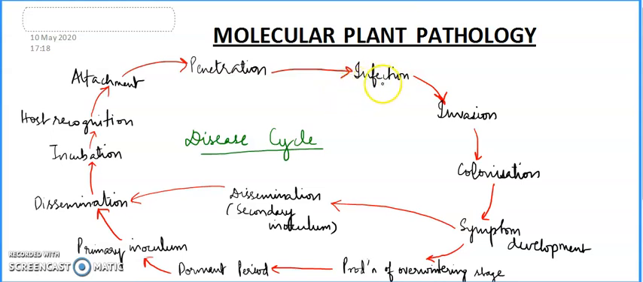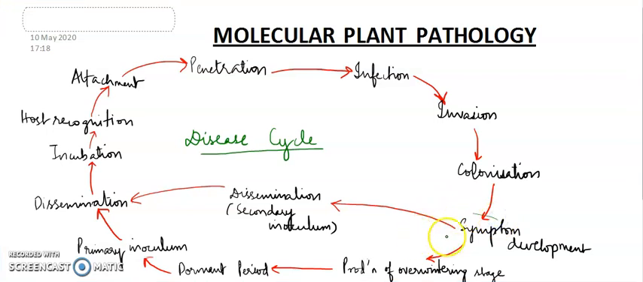Now once the infection has been established, the organism starts invading, or invasion. Invasion is where it spreads to different parts of the plant. It starts colonizing, or it grows and there is reproduction of the pathogen. That is called colonization, which leads to symptom development. So when we have a foreign body, a pathogen multiplying so abundantly inside the plant, automatically symptoms start developing.